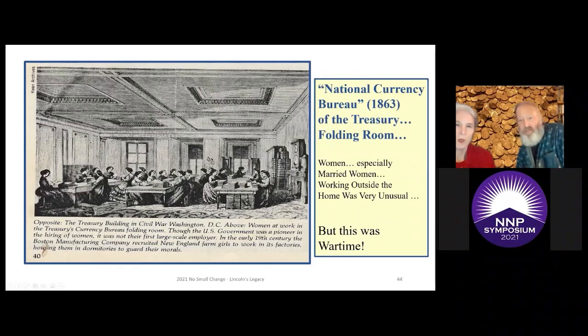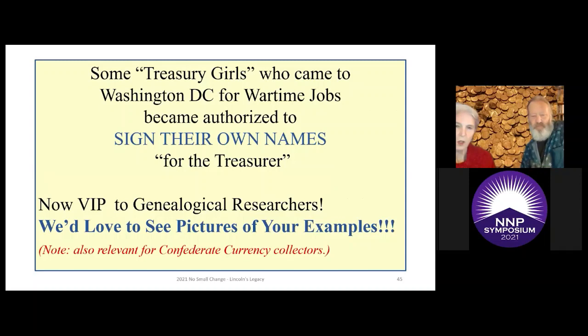So some of these women who, as Rick had mentioned, came to DC were asked, as the clerks had been, to sign their own names for the treasurer. It had originally been planned that, because of the potential for counterfeiting, the treasurer himself would be responsible for signing each individual piece of paper currency. But this was overwhelming at the volume needed to keep the country running. So women had to sign for the treasurer. Now it is a collector's item to look for the names of the women who signed, and in some cases, even before the Treasury Girls, the clerks whose names are signed on the bills. Genealogical researchers would be keen to know what some of these names are.